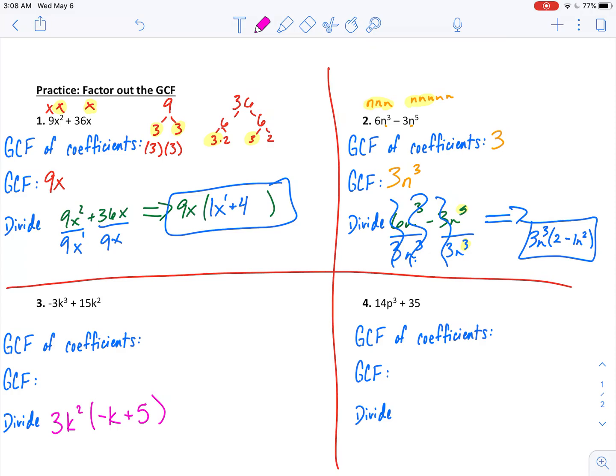So there's the final answer for number 3, and the final answer for number 4 is going to be 7p cubed plus 5.